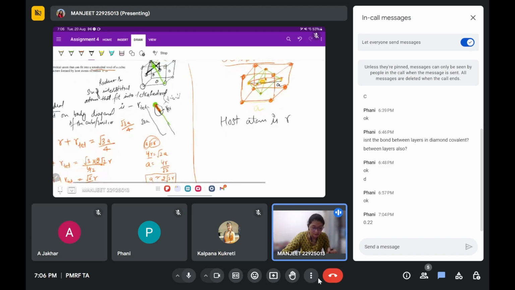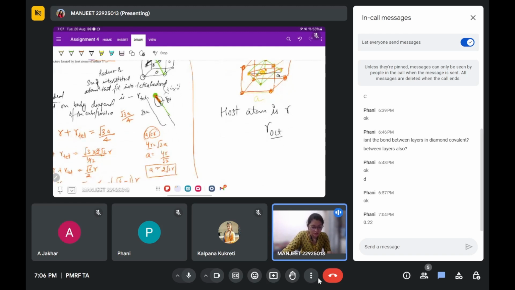is R, and the atom that can fit into the octahedral void has the radius R oct. Okay, so this is the R oct. So these have the same distance. So it will be R plus R oct, because these are on the same line, there is no space between them, they are closely packed. So it is something like this.